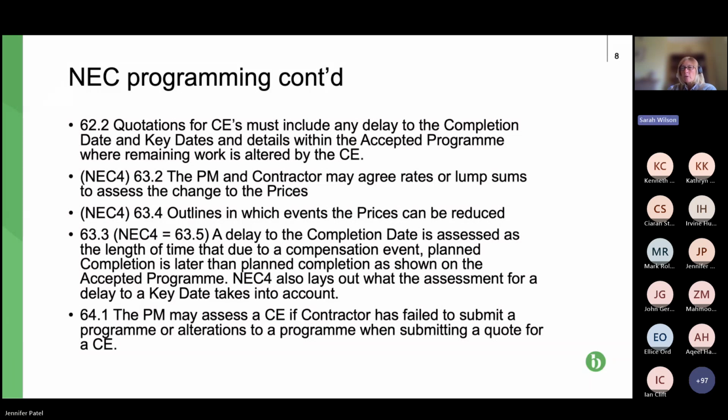And finally, at 64.1, we talked about if you're making a quote that includes an extension of time, you need to include a new or revised programme to show that delay. So 64.1 states that the project manager has grounds to make its own assessment and therefore reject the quote if, when submitting the quote, the contractor failed to submit that revised programme or details of the alterations to the programme. So again, contractors, subcontractors, just beware of that. Next slide, please.